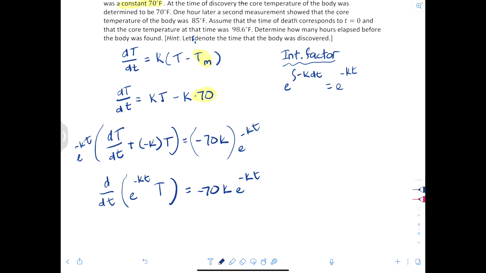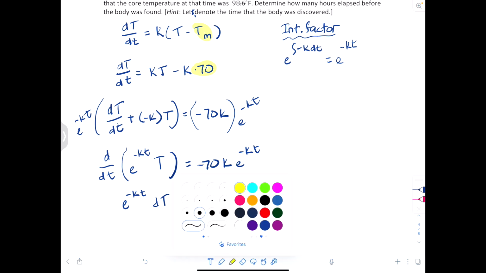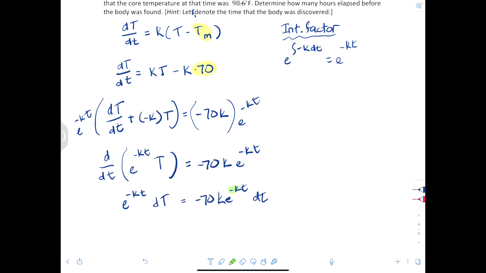All right, so in this one, we will work with this a little bit to get it in the form we can integrate. So e to the negative kt dT is equal to negative 70k e to the negative kt dt. So again, on this one, if u was equal to negative kt, du would be negative k dt. So we have what we need for our du, negative k dt.